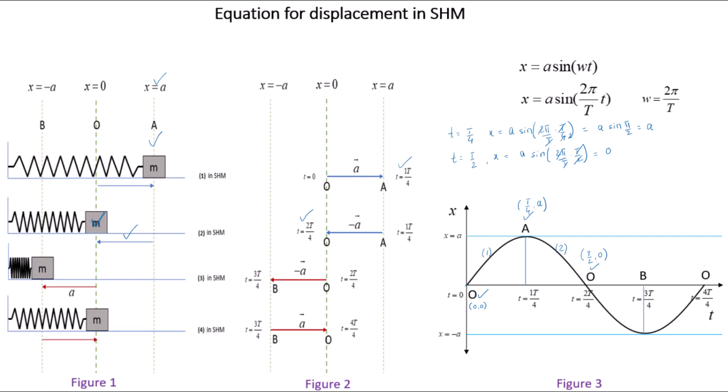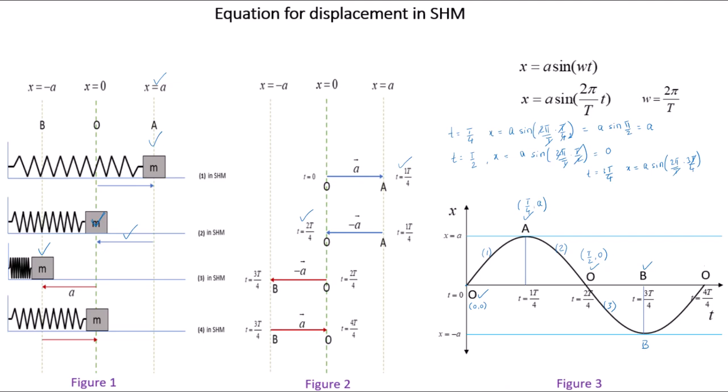Let's see now the third quarter of the cycle, where the object is moving from x equals 0 to x equals minus A. So we're talking about this point, in terms of the third quarter, so I can write it as third quarter. We're talking about the point B. Maybe I can write this also as point B. And let's see, at time t equals 3T over 4, what is the displacement we get? That will be x equals A sine of 2 pi over T times 3T over 4.